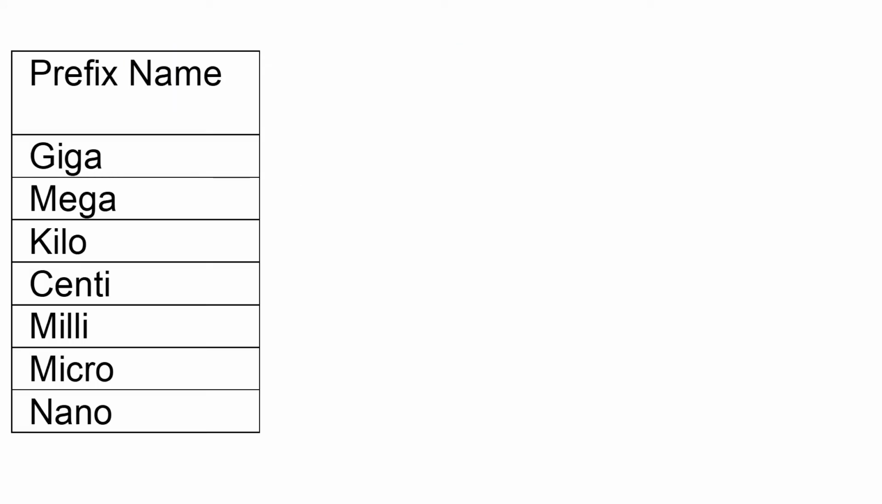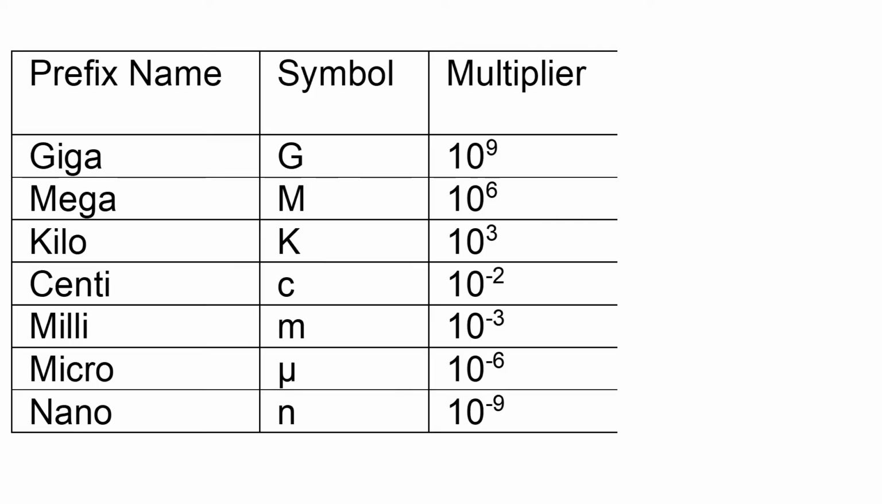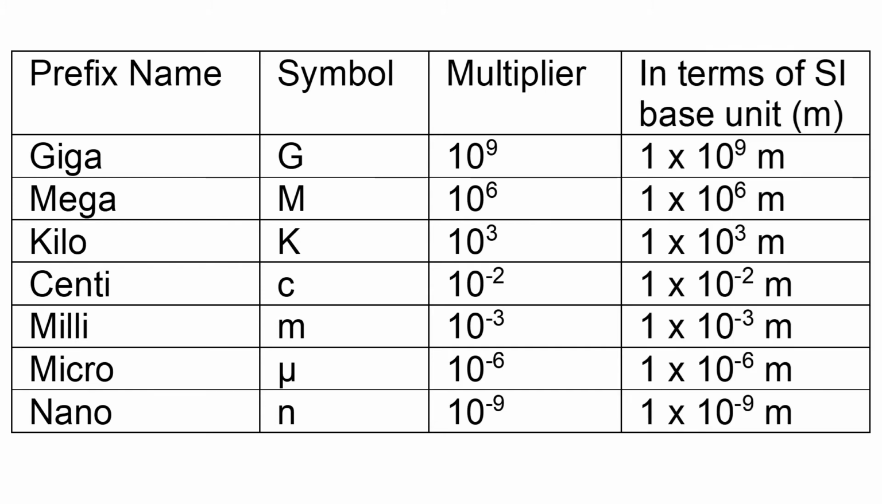Each prefix has its own symbol, a multiplier, and its equivalent in terms of the base unit. Note that these prefixes not only range from giga to nano, there are a lot more of these which reach up to 10 raised to 24, but for today, we're going to stick to something simple. Notice that for the multiplier, most of the prefixes are a multiple of 3, which makes it easier.